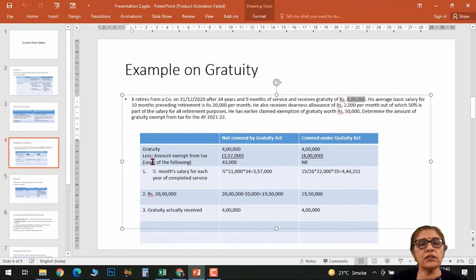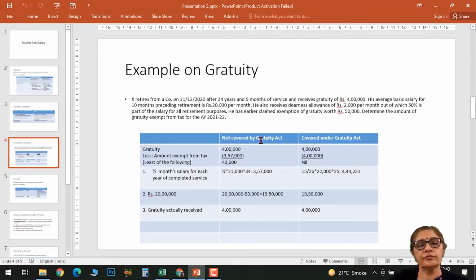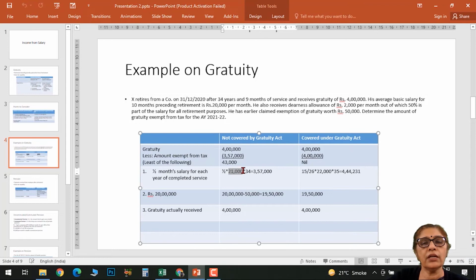Amount exempt from tax is the least of these 3, depending on whether you are covered by the Payment of Gratuity Act or not. We want half month's salary. So for that, we first need 1 month's salary. What is 1 month of salary? 1 month of salary is 20,000 plus as much of DA as is part of salary. How much of DA is part of salary? 50%, that is 1,000. So your salary becomes 21,000.